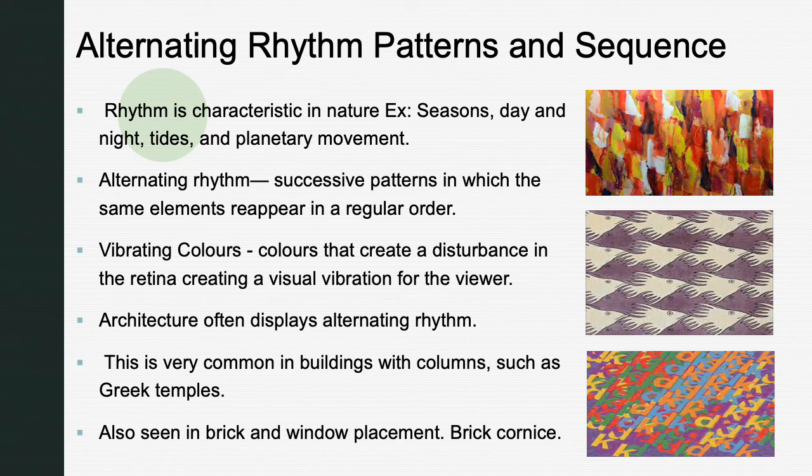And what is vibrating colors? Vibrating colors means colors that create a disturbance in the retina, creating a visual vibration for the viewer. Architecture often displays alternating rhythms. This is very common in buildings with columns such as Greek temples, also seen in brick and window placement with brick cornice. All are the examples of alternating rhythm.